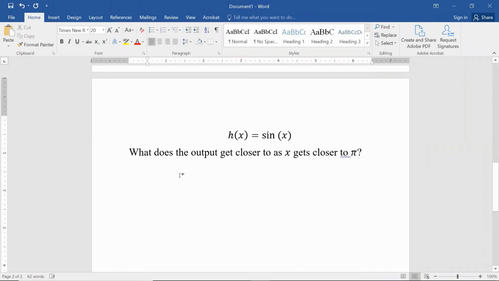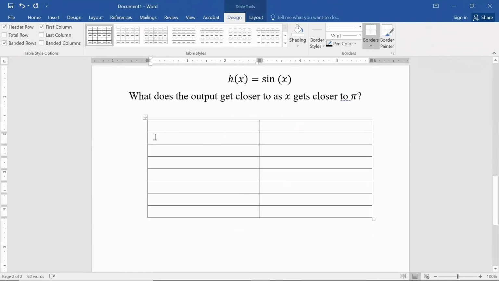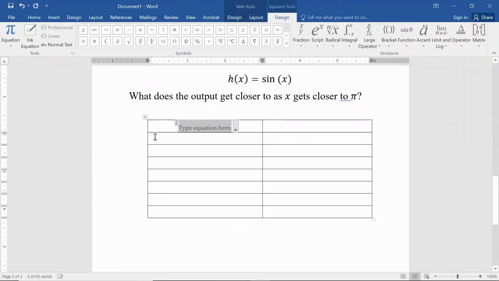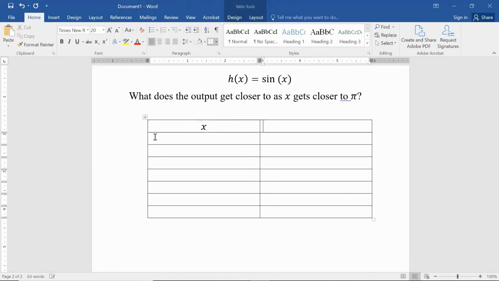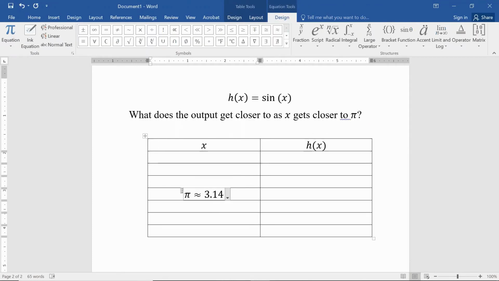All right, so let's take the next example, the sine of x. So as x gets closer and closer to pi. Now we're going to have to be a little bit careful here about how we set up our table. How do we get closer and closer to pi? Pi is approximately 3.14159, etc., etc.